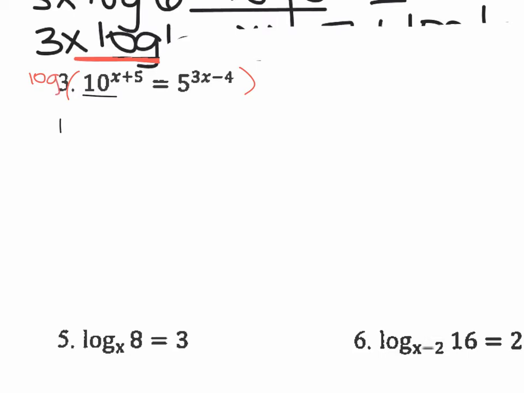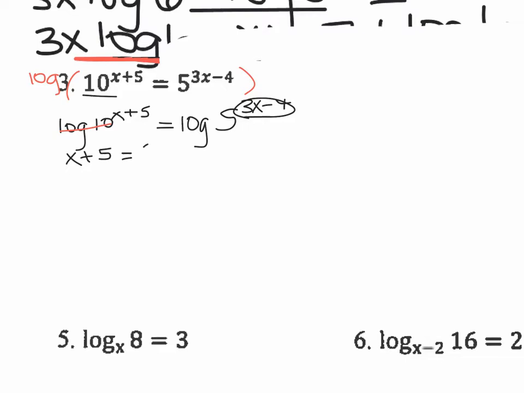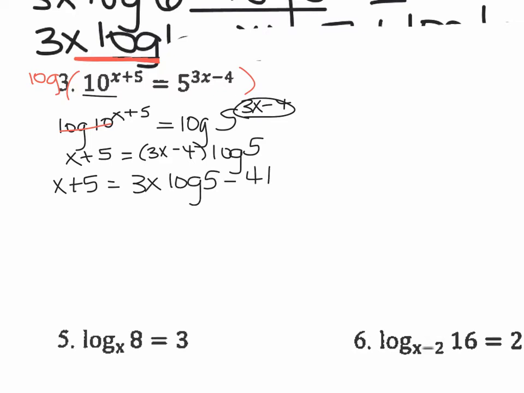So now I have log base 10 of 10 to the x plus 5 equals log base 10 of 5 to the 3x minus 4. So I know log base 10 of 10 cancels out, so I'm left with x plus 5 on the left. And on the right, I can move 3x minus 4 to be a coefficient, and then I have log 5. So now I'm going to distribute. X plus 5 equals 3x log 5 minus 4 log 5.